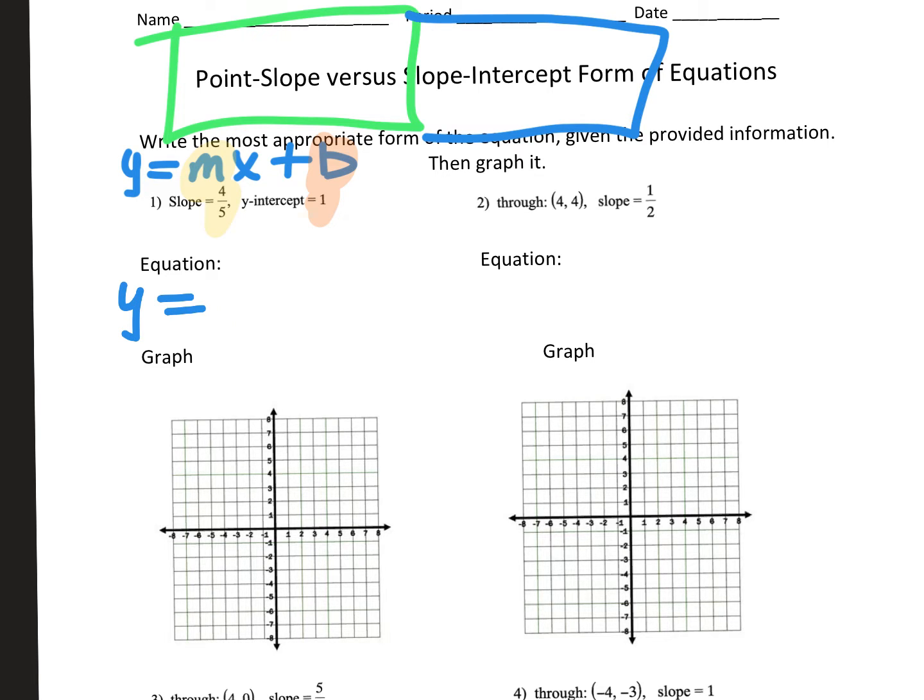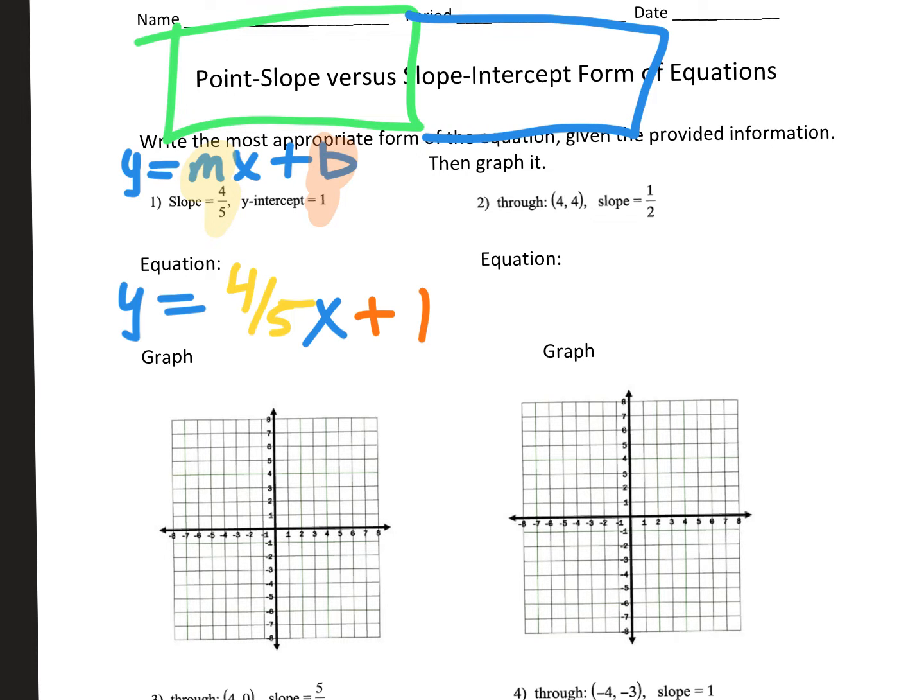So instead of y equals m, what number am I getting ready to write instead of m? 4/5. Thank you. And then instead of plus b, what number am I getting ready to write? Plus 1. There you go. So depending on the information it gives you, point slope form doesn't really make sense for this one because it didn't give you a point. It gave you a y-intercept. So slope intercept form makes the most sense for this particular problem.